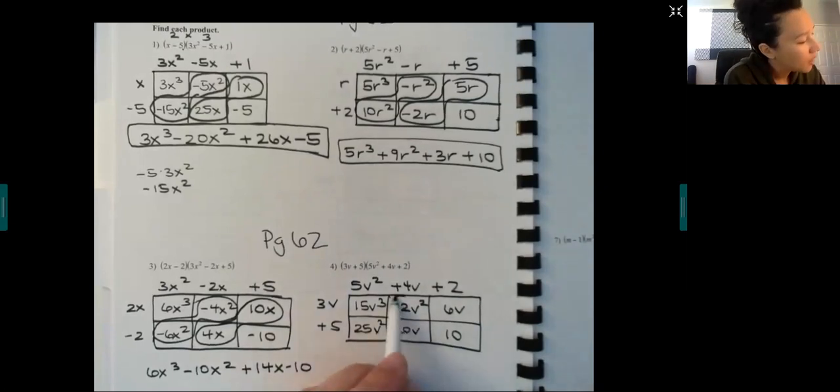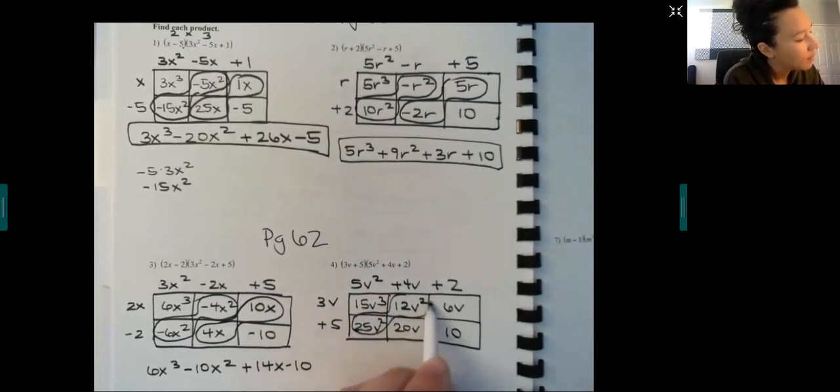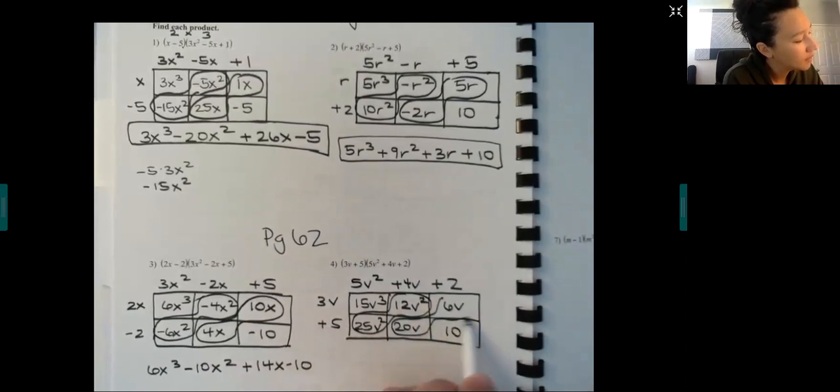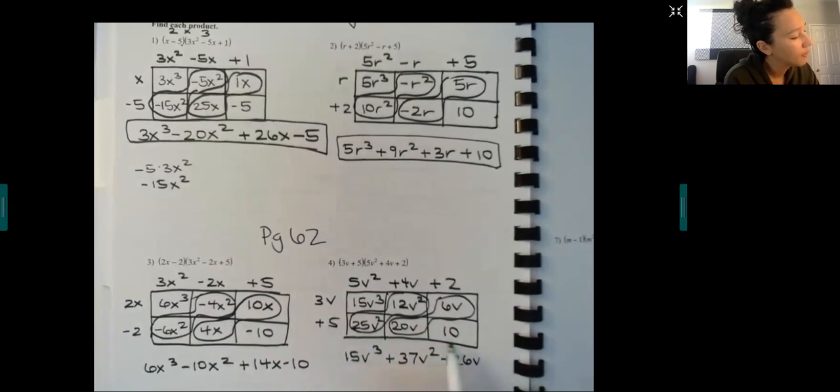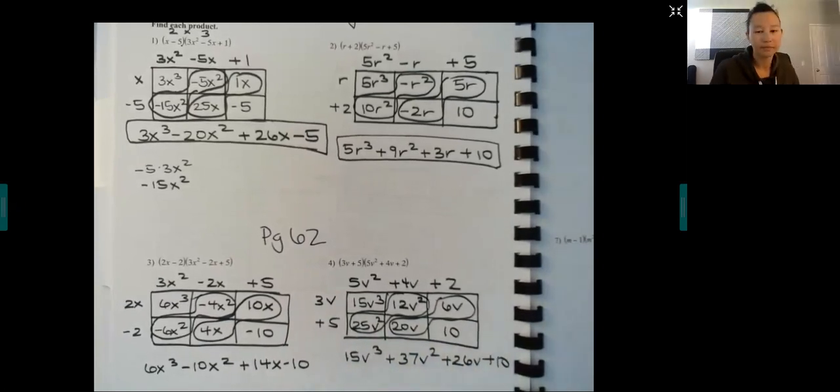Okay, so then we combine our v squareds and our v's. And then we have 15v to the third power, 25v squared plus 12v squared is 37v squared, 20v plus 6v, there's 26v's, plus 10. Okay, any questions on number four?